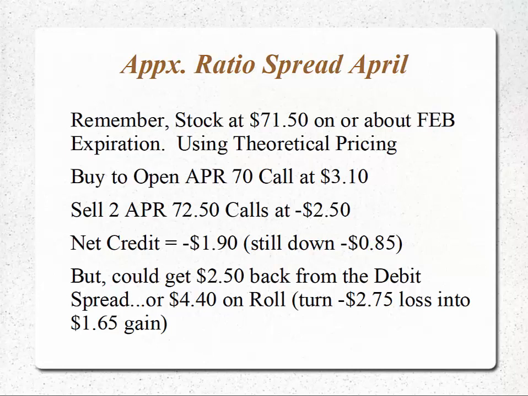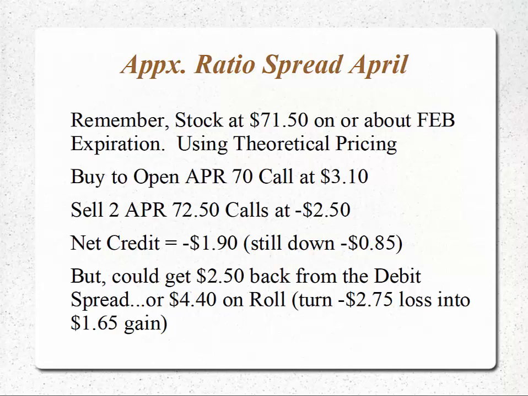So I could maneuver my ratio spread, which took a loss of $2.75, buy to open an April 70 call. I'm fencing in or surrounding the stock price again, so I'm slightly in the money for 310. I'm going to sell two April 72.5 calls at 250, so we'll get $5 in. This gives me a net credit of $1.90. Now, I have a loss of $2.75. Is this really a repair?